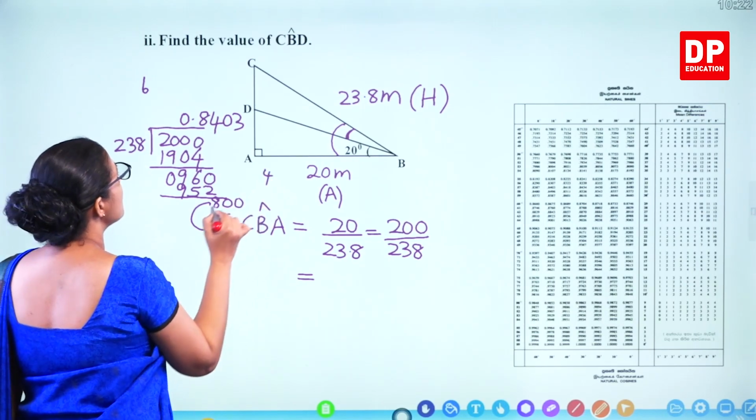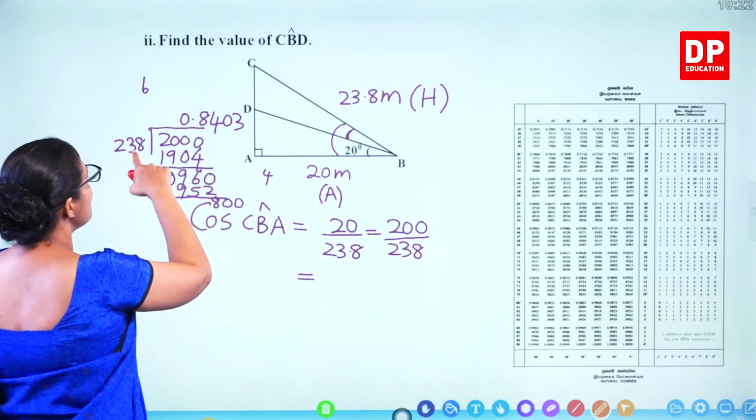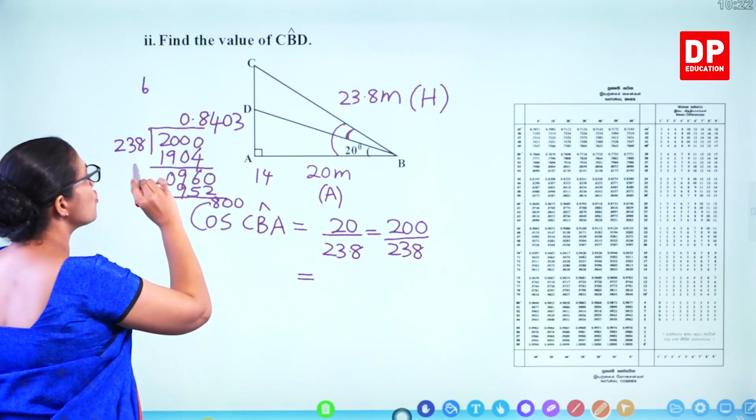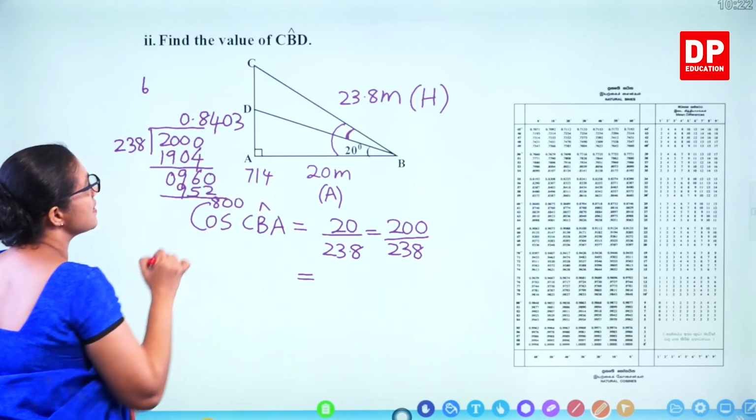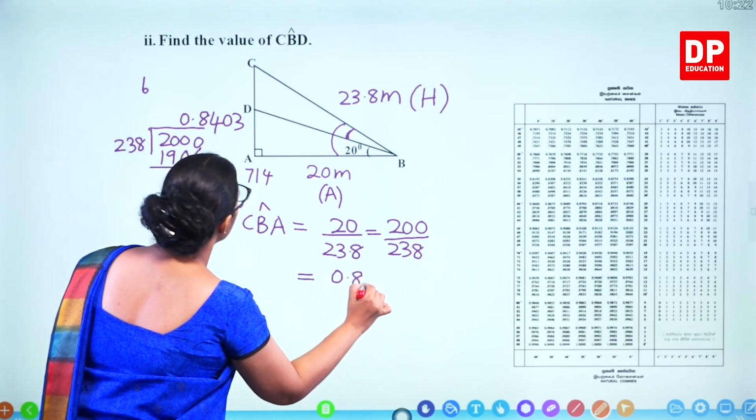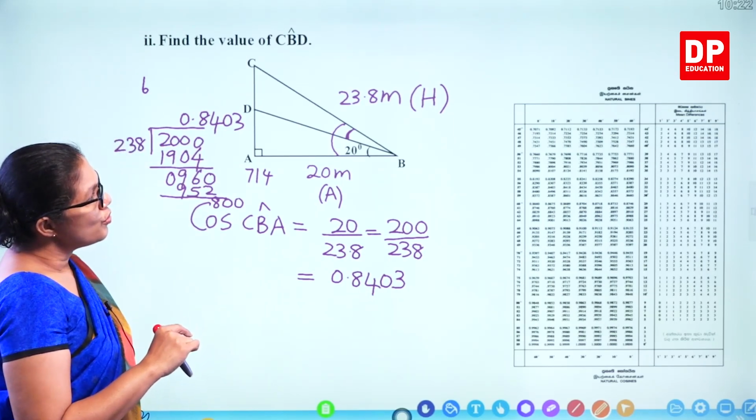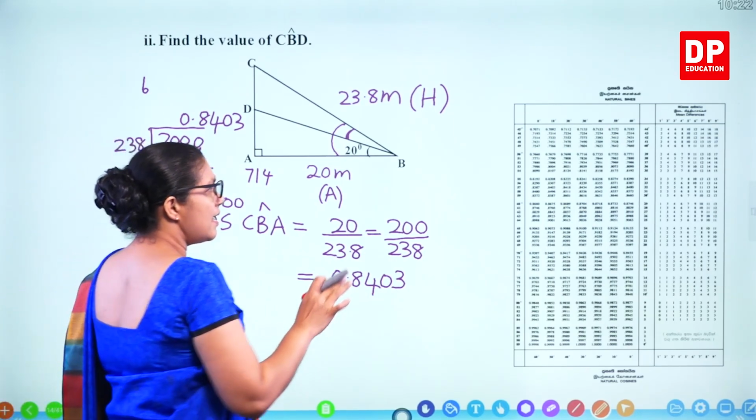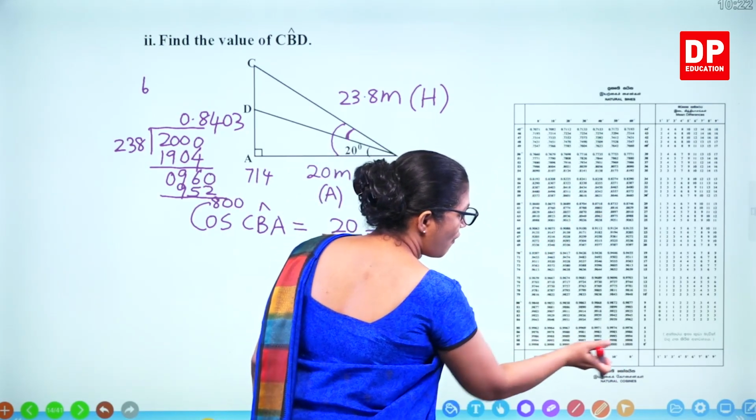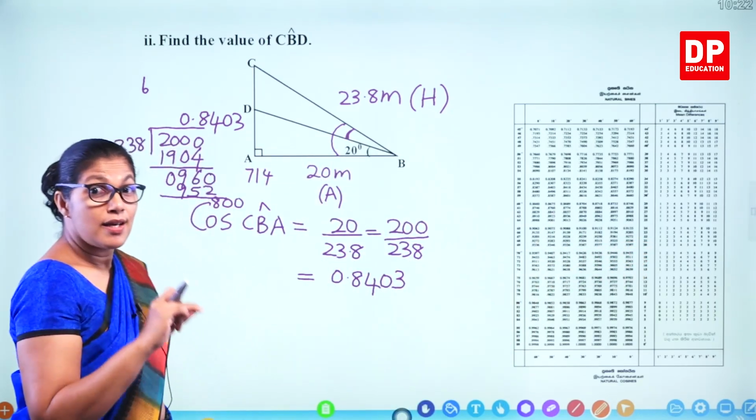So 24. And 3 times 3, 9 plus 2, 11. 1 remaining. 3 times 2, 6 plus 1, 7. So that's enough. So 0.8403. Now cosine, how do you use the table? It's easy. Convert to sine and look this way. But you know how to find out cosine from the other side. So I prefer using sine.